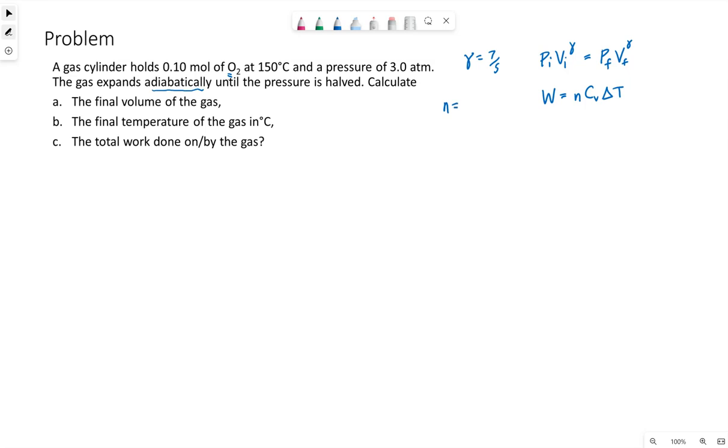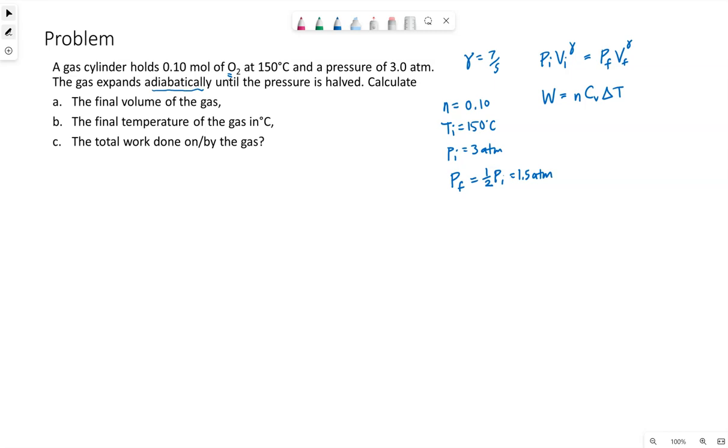The work is equal to nCV delta T, because that is the change in thermal energy. Let's see what else. We know the number of moles is 0.1. We know the temperature initially is 150 degrees Celsius, which we might want in Kelvin. I'll change it later if I need to. We have an initial pressure of 3 atm. The gas expands adiabatically until the pressure is halved, so the final pressure is going to be 1/2 of the initial pressure, so 1.5 atm.